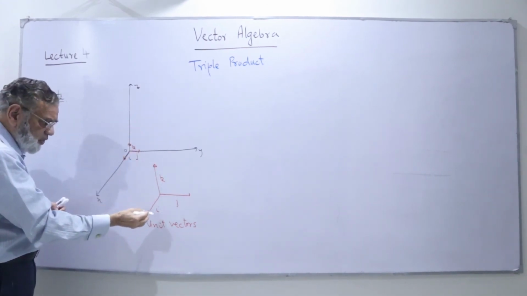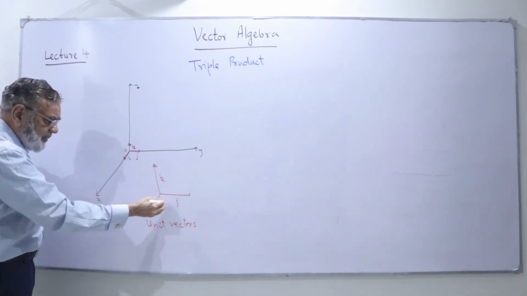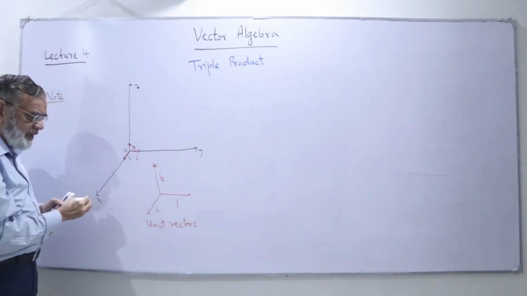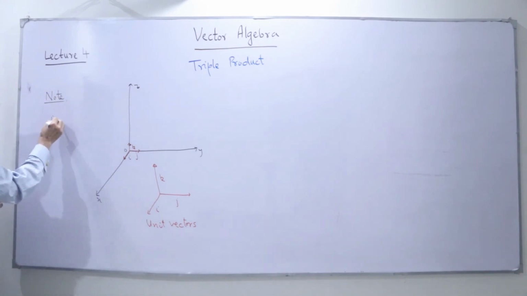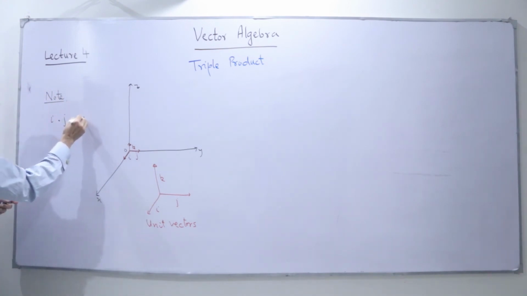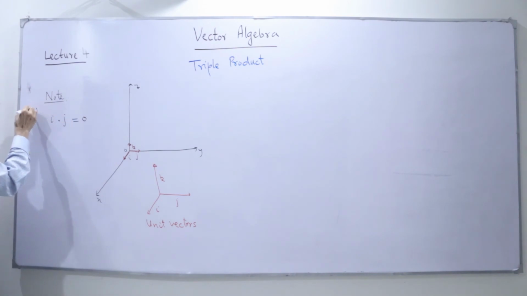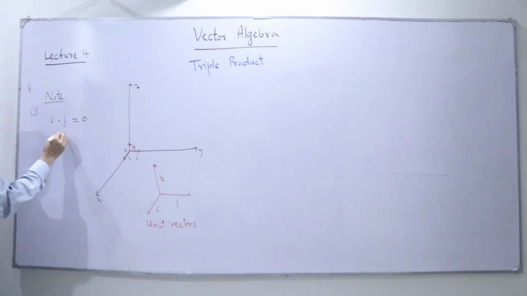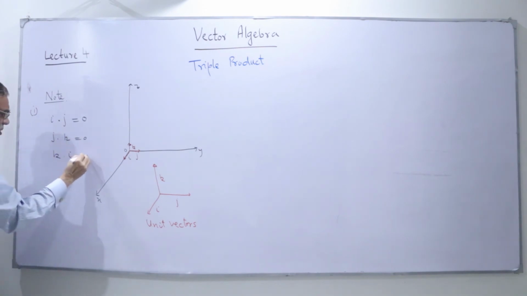We have this system of unit vectors i, j, and k. So if we multiply i and j scalarly, when we say it's i dot j, this is 0, because the angle between them is 90. And if we multiply j dot k, also this will be equal to 0. And we multiply k dot i, also this is equal to 0.